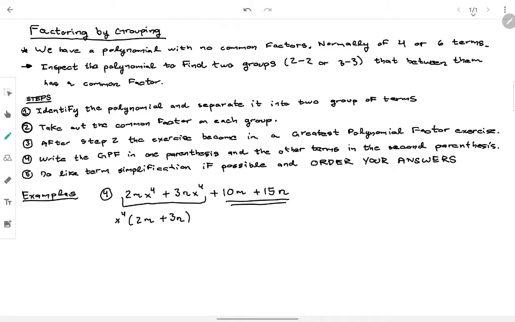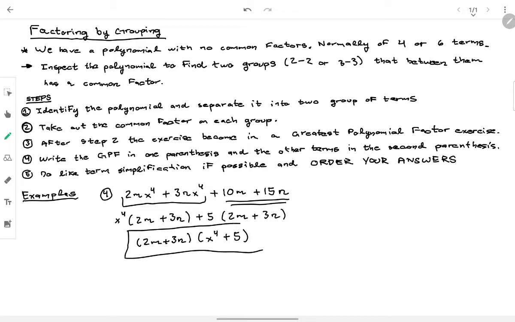On the second part, we can take out a number 5 that is going to be the common, and it's going to be multiplied by 2m to become 10m, and multiplied by 3n to become 15n. So here I can put it in correct order, and it's going to be 2m plus 3n, and in the second parenthesis, x to the 4 plus 5. I cannot take out anything on the parentheses, it's correctly ordered. So this is going to be our final answer.